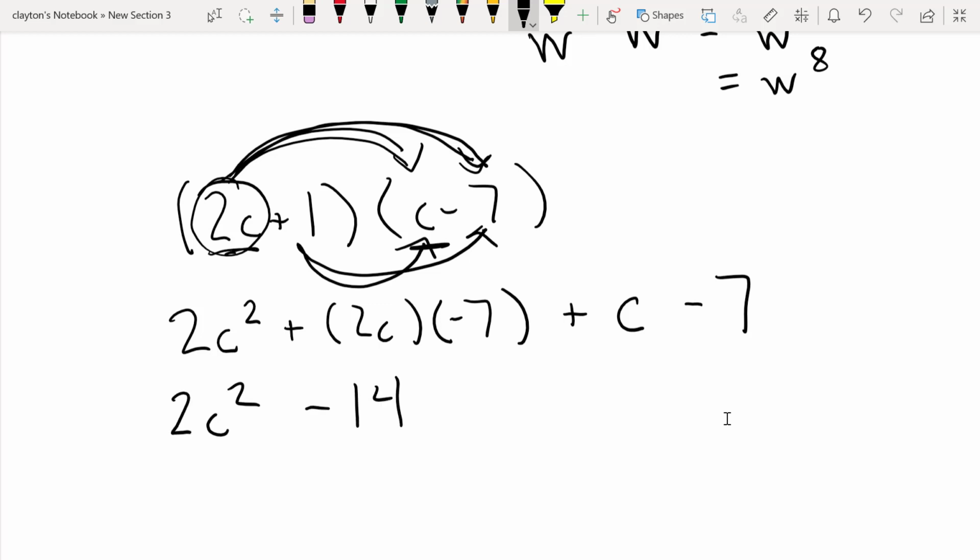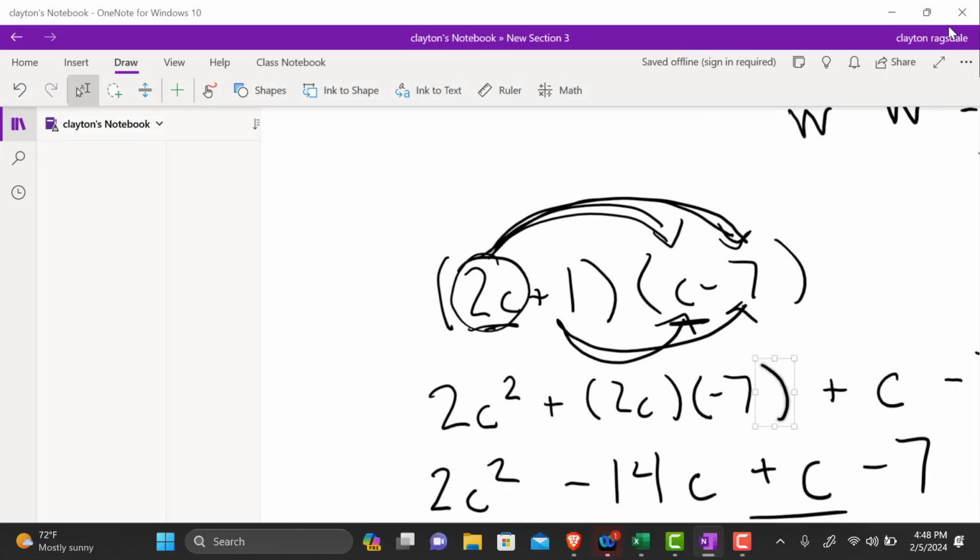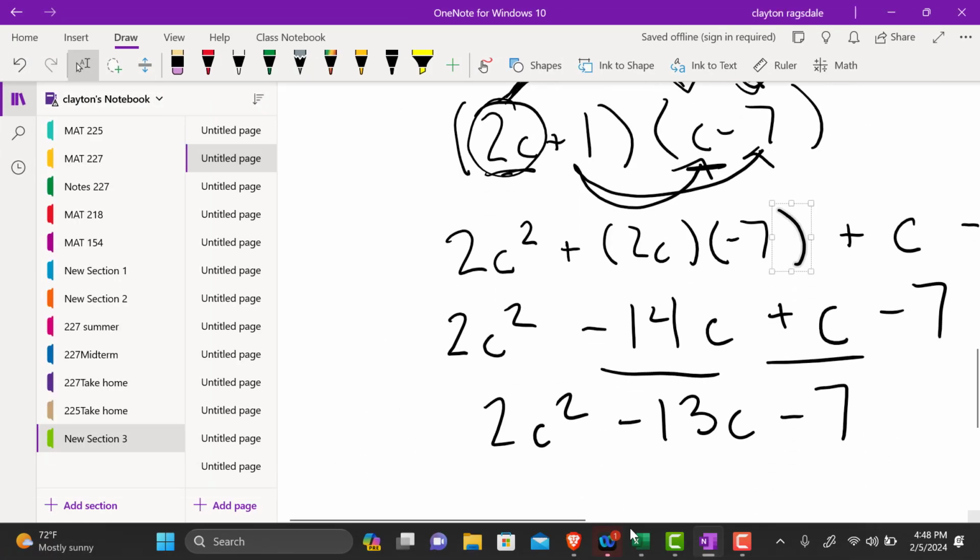And let's see if we can start to simplify a little bit. 2c times negative 7 minus 14c plus c minus 7, and we always want to finish with combining like terms. And so we have 2c squared minus 13c minus 7. 2c squared minus 13c minus 7.